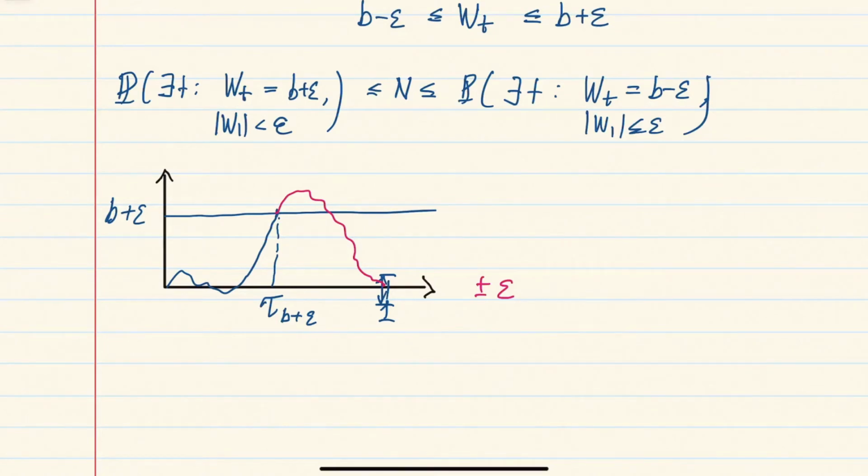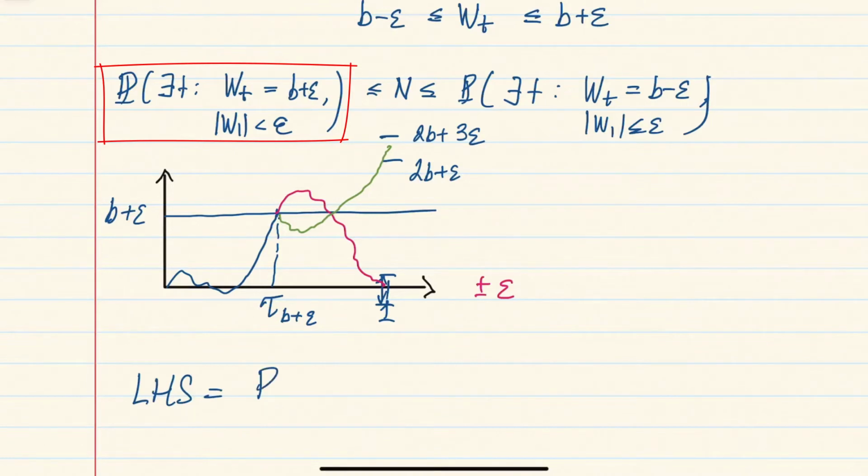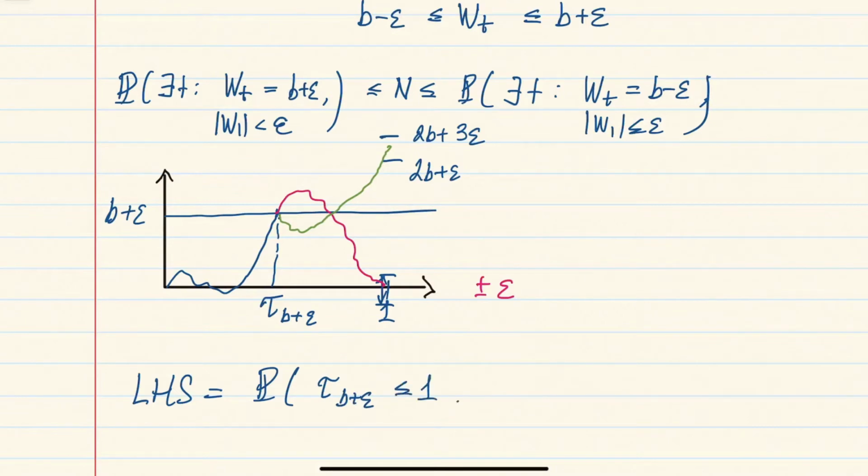Right, and we are going to use the reflection principle by reflecting the increment after this stopping time, which will result in the following picture. So our process should look like this, and then on this side it should end up in the interval between 2b plus epsilon and 2b plus 3 epsilon. And so by the reflection principle, the probability on the left hand side can be written as the probability that this hitting time of b plus epsilon occurs before 1, and then at time 1 the Brownian bridge ends up in the interval 2b plus epsilon, 2b plus 3 epsilon.